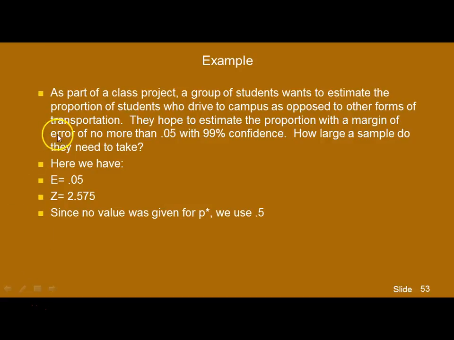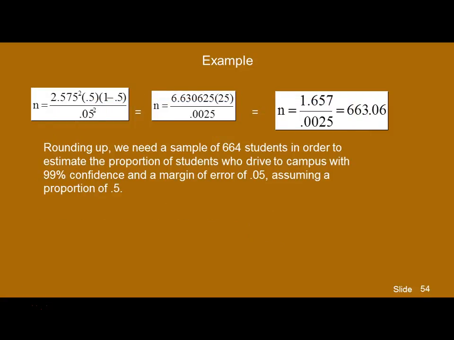So we want the margin of error to be no more than 0.05, so that's E. 99% confidence, you might recall, gives us a z-value of 2.575. Nothing in the problem gave us a prior value for p, so we'll initially just use 0.5. Plug everything in our formula. N is equal to the z-value squared times a half over 0.05 squared.